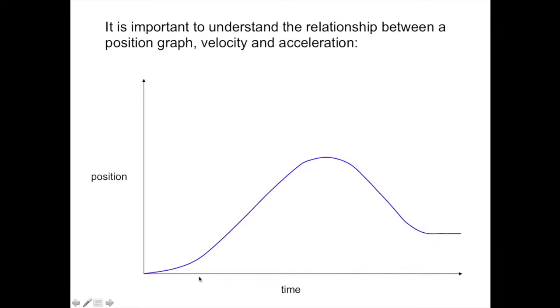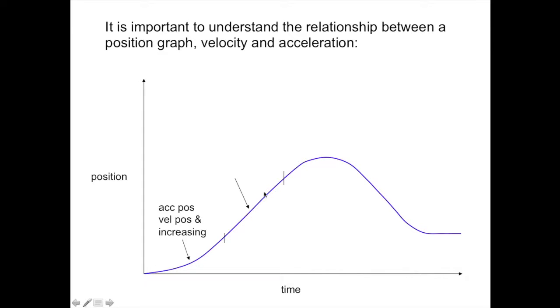So we're going to explain what's happening here in terms of velocity and acceleration. Right here in this curved portion, we've got acceleration is positive and velocity is positive. It looks like we're gaining position at a faster rate, so we must be accelerating with positive velocity.